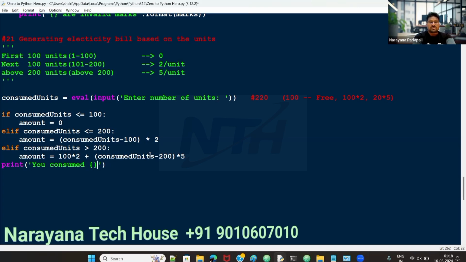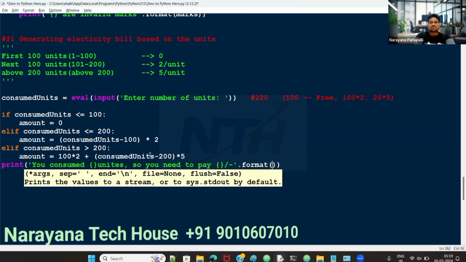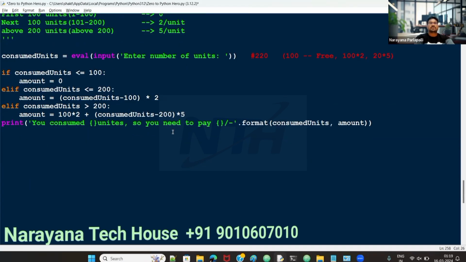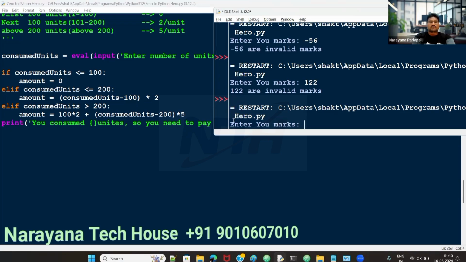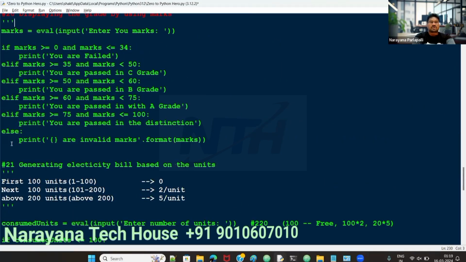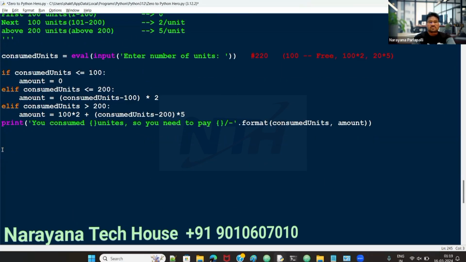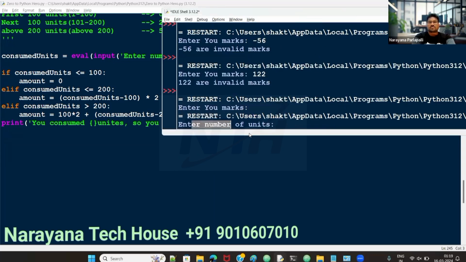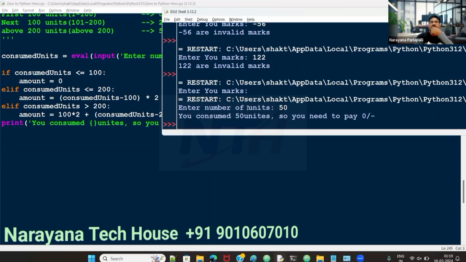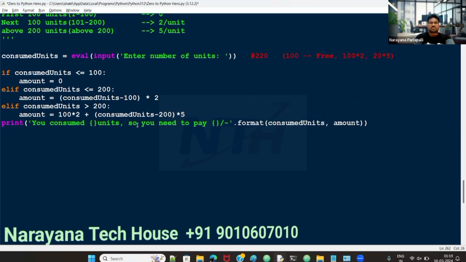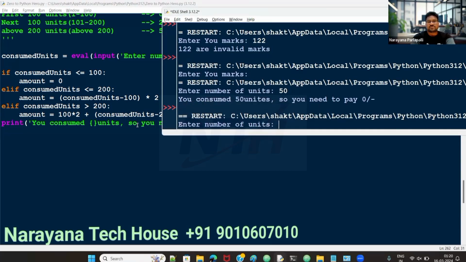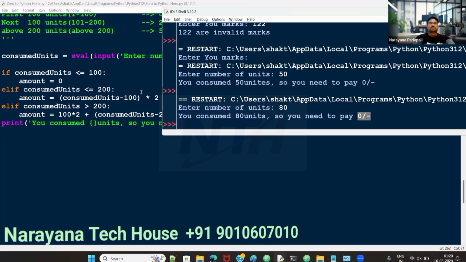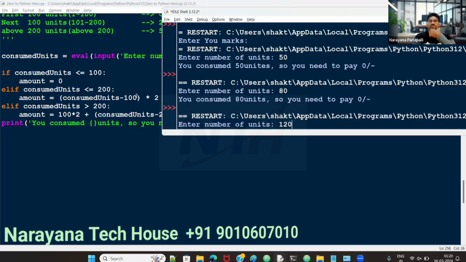You consumed that number of units, so you need to pay that amount. I am taking the format with the consumed units, comma, and the final amount. Okay, now run the program. First comment the previous program. Now I run the program here. Suppose let me give some number, for example 50. How much do you have to pay? 0 amount. 80 also 0. Why? It is below 100, right?